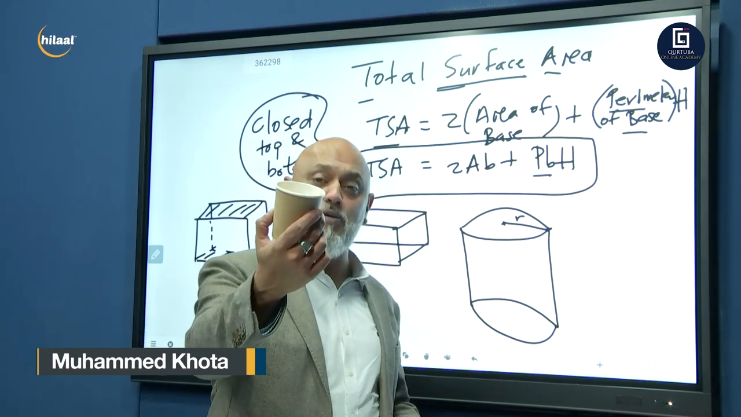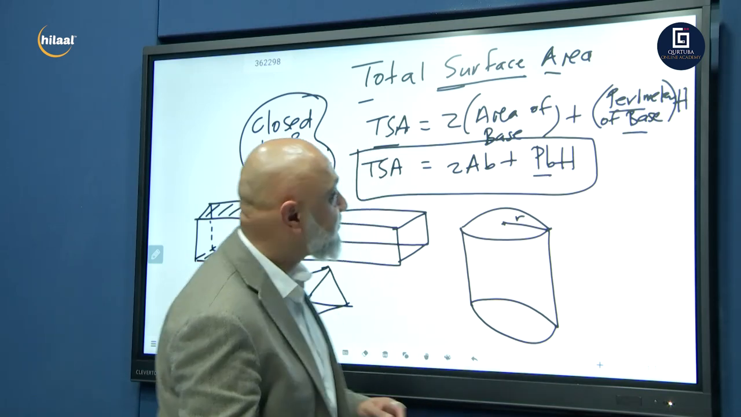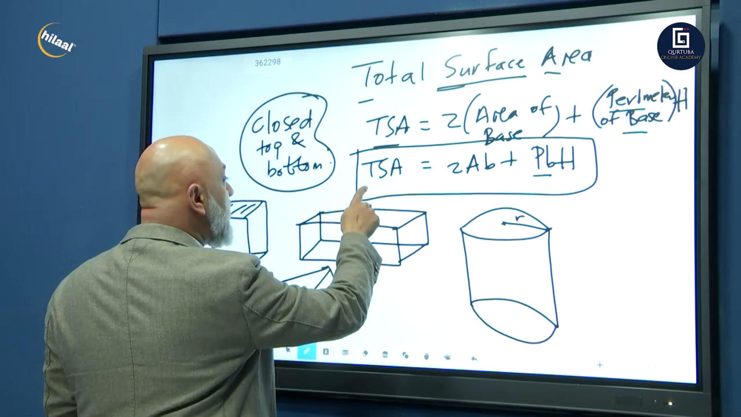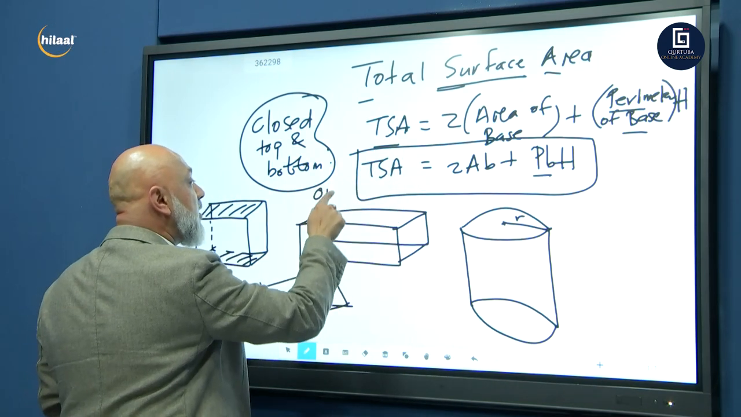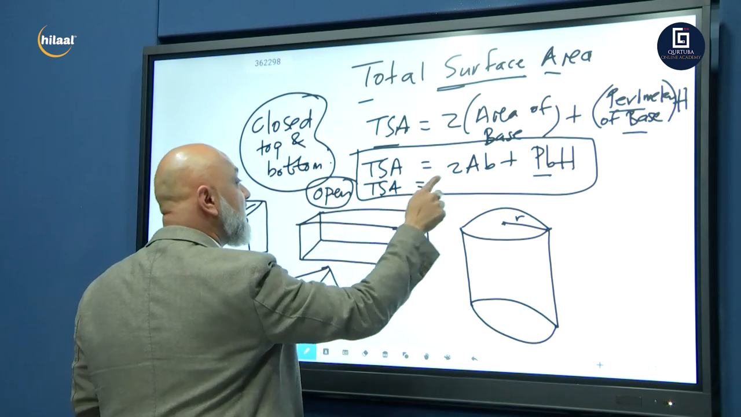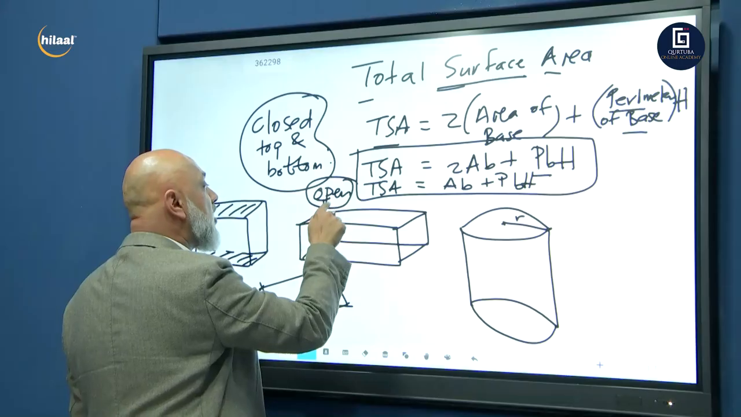So obviously, if the top was open, they'll tell you whether it's open on the top or whether it's closed. Then you just adjust your formula. For an open top, the total surface area will just equal 1 times area of base plus perimeter of base times height. So you can manipulate this one formula.